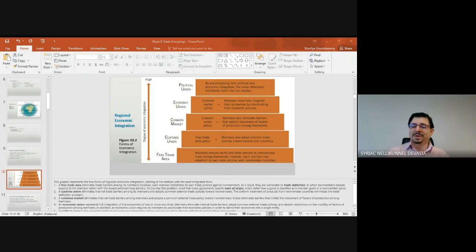Now, these are some of the unions or economic integrations regionally that you can find. There is a political union, economic union, common market, customs union, and free trade area. With a political union, if you see the degree of economic integration, it is higher. As we come towards the bottom, at the free trade area, the economic integration is lesser. And as we move upward towards political union, the economic integration is much, much higher. So let's look at the free trade area.